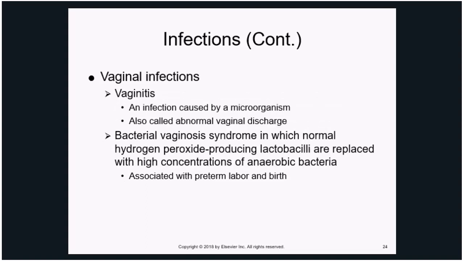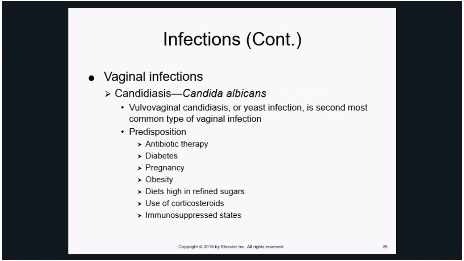Vaginal infections include vaginitis, an infection caused by a microorganism, also called abnormal vaginal discharge. Bacterial vaginosis is a syndrome in which normal hydrogen peroxide producing lactobacilli are replaced with high concentrations of anaerobic bacteria. It's associated with preterm labor and birth.